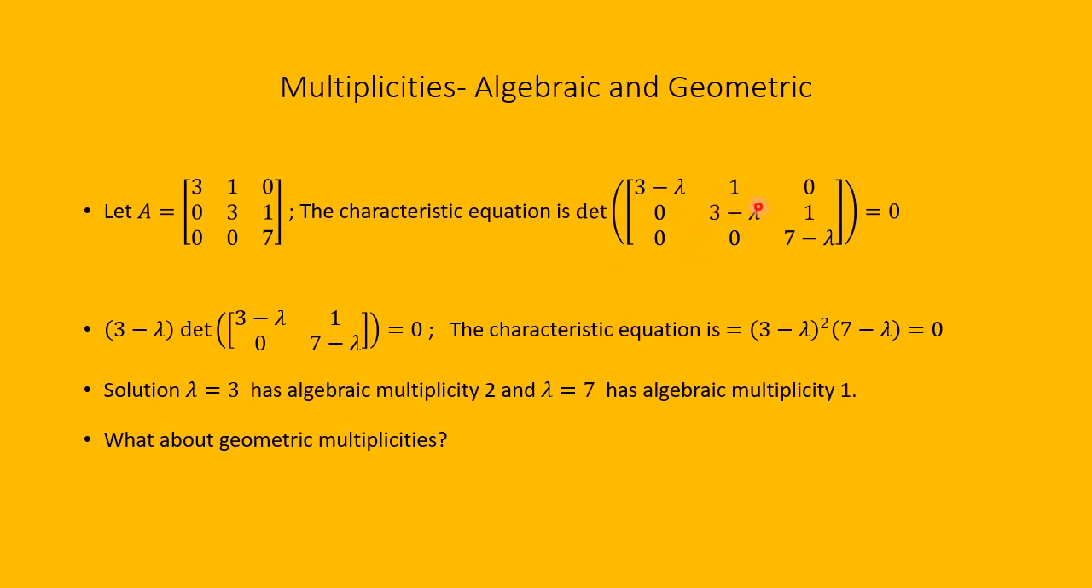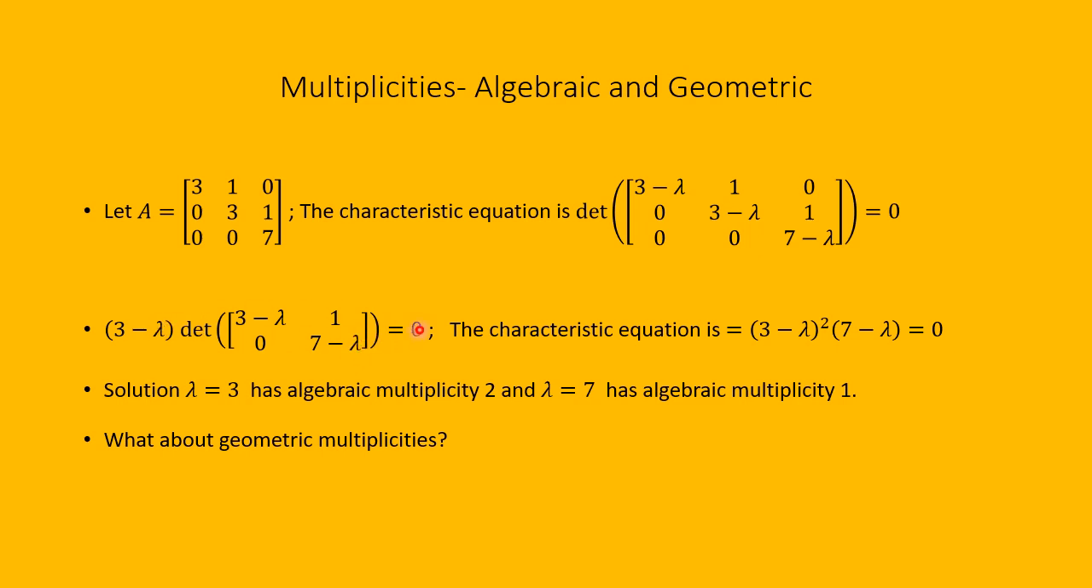If you look at this matrix, it's pretty easy to find the determinant of it if you're using expansion by minors. Let's expand by minors along this first column. We're going to get 3 minus lambda times the determinant of a submatrix, minus 0 times the determinant of another submatrix, plus 0 times the determinant of another submatrix. So the only thing that survives in this case is 3 minus lambda times the determinant of this submatrix right here, 3 minus lambda, 1, 0, 7 minus lambda.